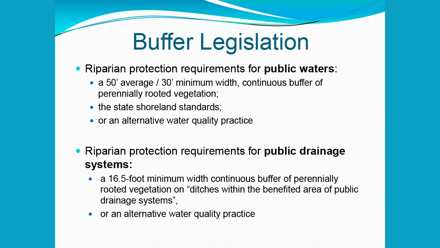So with that, the law calls for the 50-foot average and the 30-foot minimum width for public waters. It also references state shoreline standards. In some cases, those are more restrictive than this law, and those would still apply. And it also allows for agricultural areas that alternative water quality practices. And for the other part of the system is that the public drainage systems are included in this law, and so the public drainage systems and the ditches within the benefited area of those public drainage systems are required to have the 16.5-foot buffer and or the alternative water quality practice at some point.